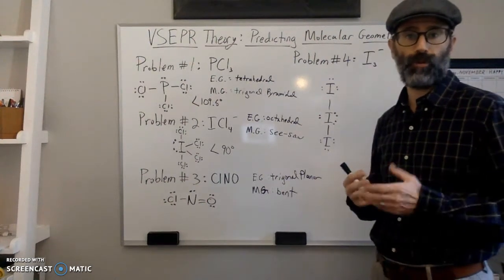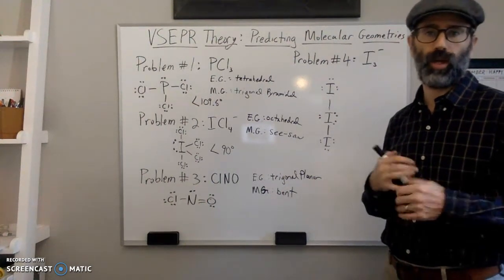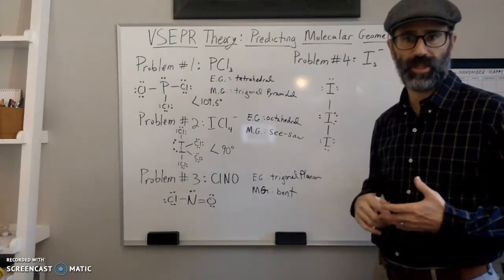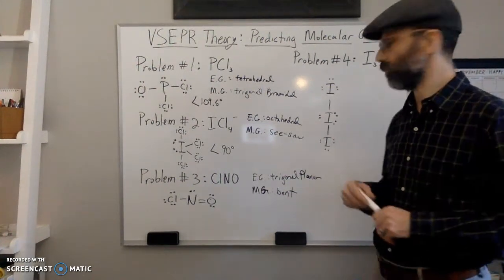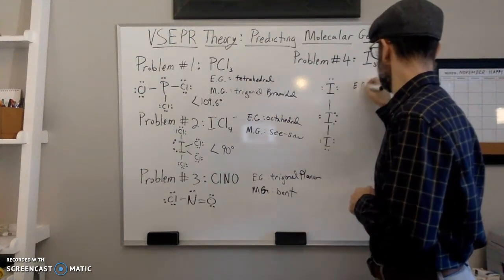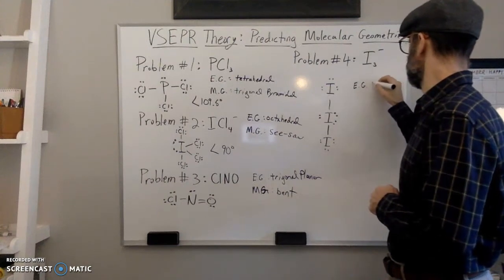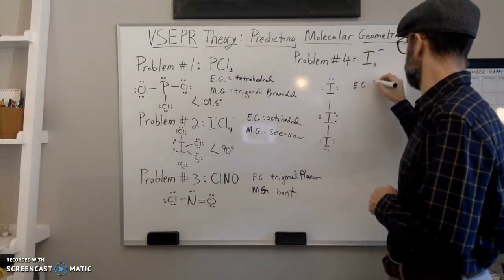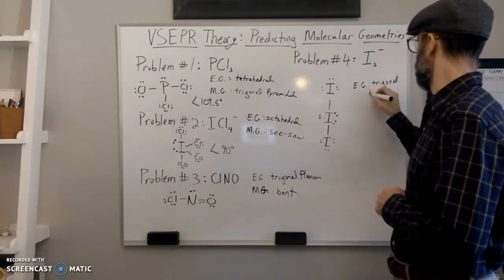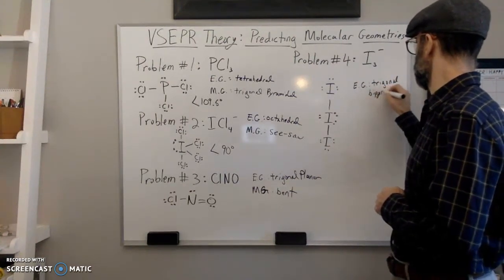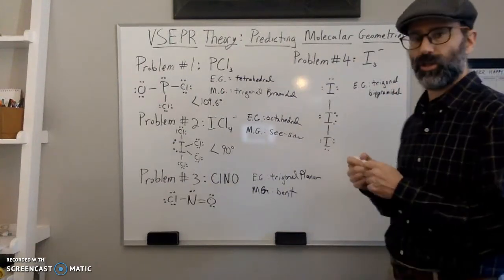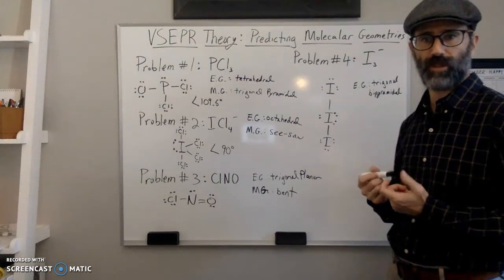So we learned before, if you ever have 5 total electron groups around your central atom, then the electron geometry is trigonal bipyramidal. So trigonal bipyramidal is your electron geometry. So let me put that down. Trigonal bipyramidal. Okay. So that's your electron geometry.